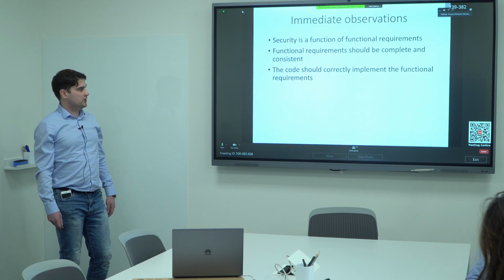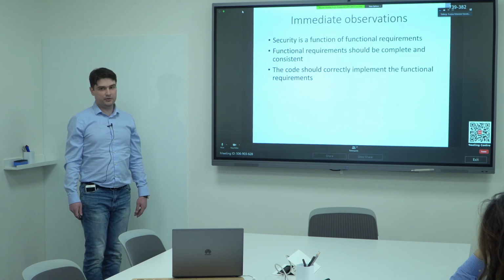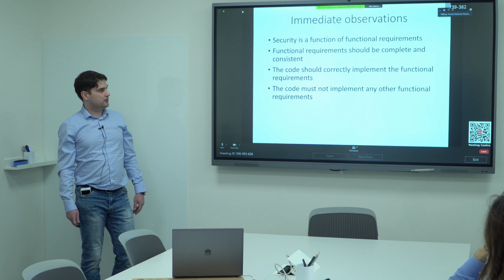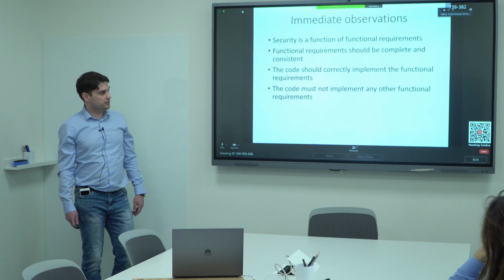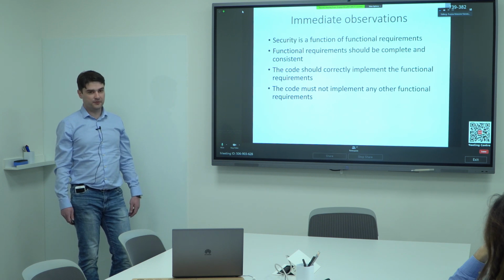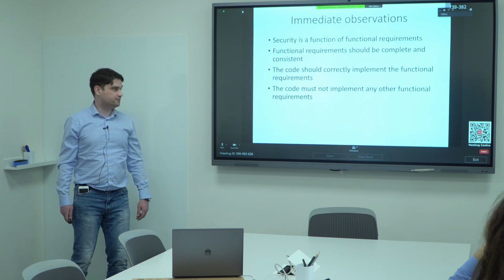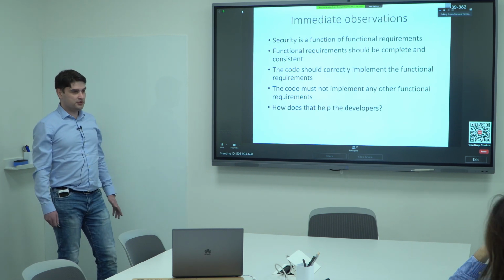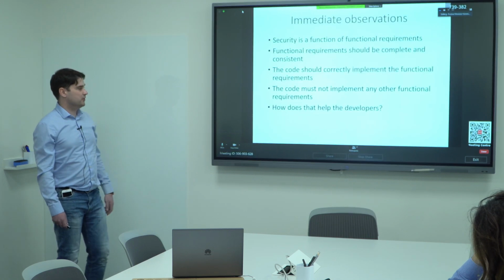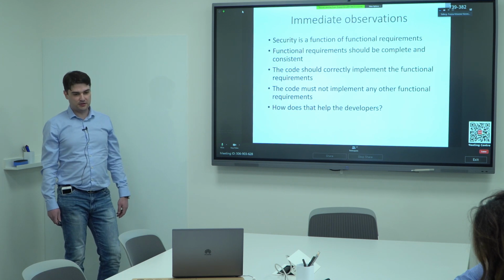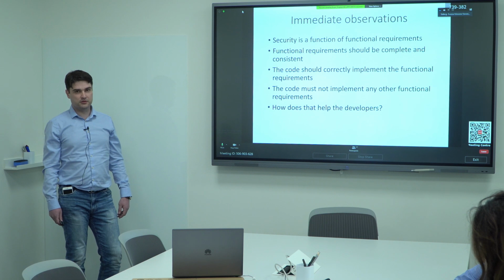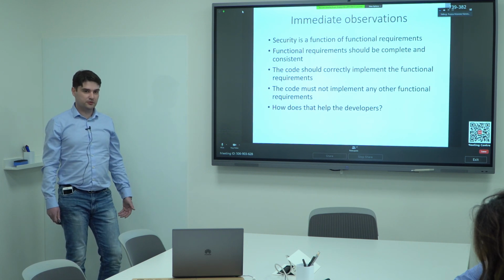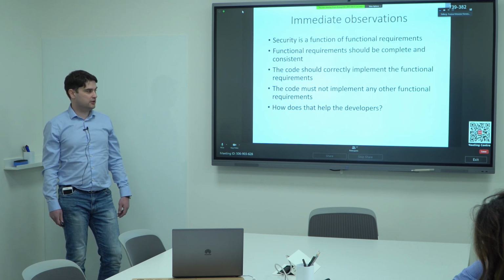So, of course, once the requirements are documented, the code should correctly implement these requirements, and maybe even more importantly, it must not implement anything else other than these requirements. This is what basically defines security. Okay, so this all looks quite convincing and simple, but how does that help the developers? If you are a software developer whose daily routine is writing code, how does it help you? What can you do to make sure that you are not writing something that is undocumented and that you are writing something that is correct with respect to the requirements which are documented?